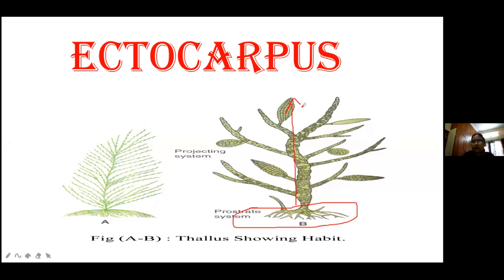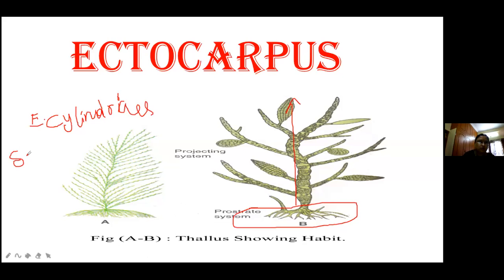The best example is Ectocarpus cylindricus. I'll write here, Ectocarpus. Girls, learn by heart minimum 3 or 4 examples for each and every type you study. Okay, cylindricus, Ectocarpus cylindricus. And the second one, Ectocarpus subcorymbosus.